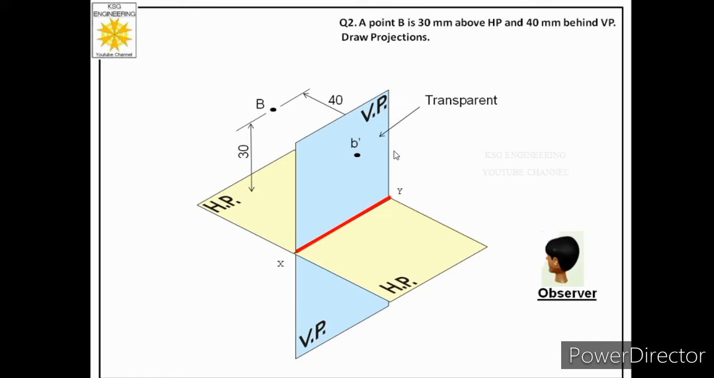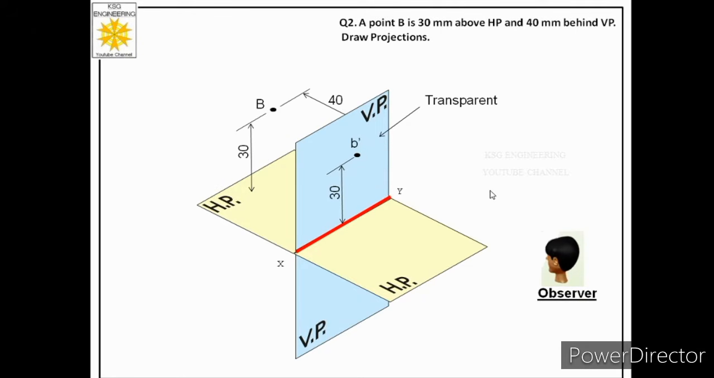Now very important observation again we have to make over here, that the distance of point B from HP was given as 30. It was given from HP, but this distance is actually now visible on VP. So again we have learned that if we are given distance of a point from HP, we have to show that distance on the opposite plane, that is VP.